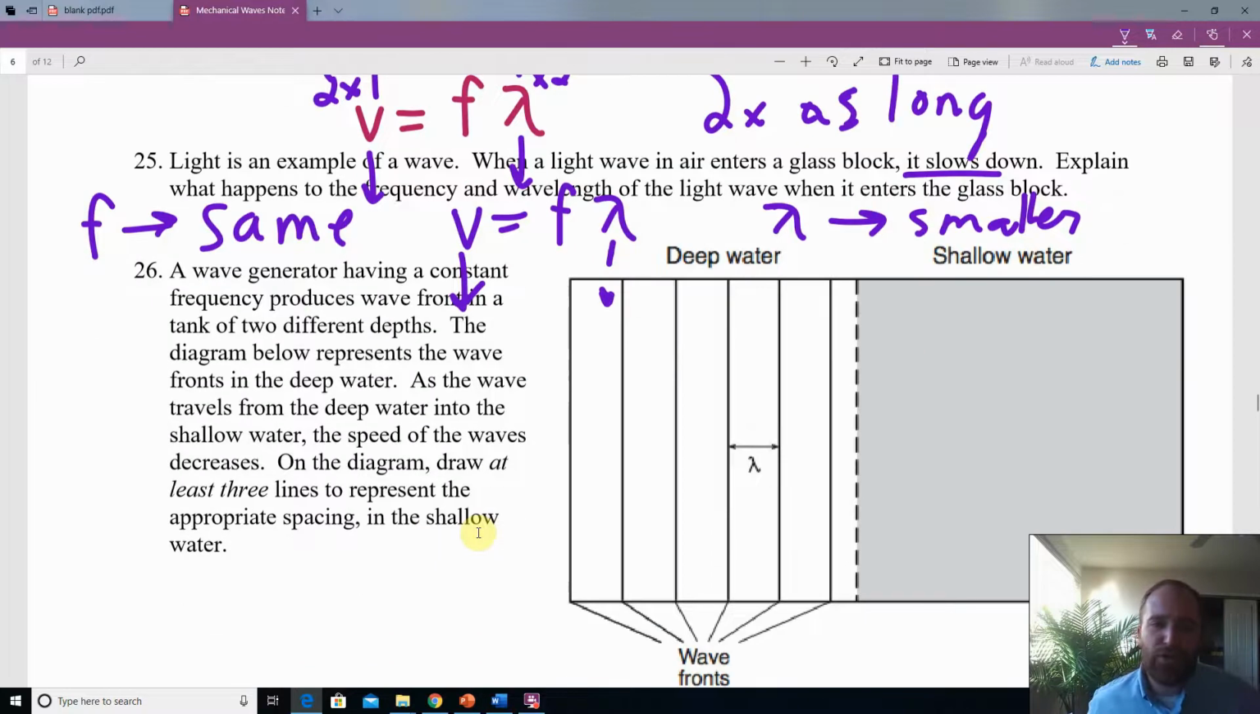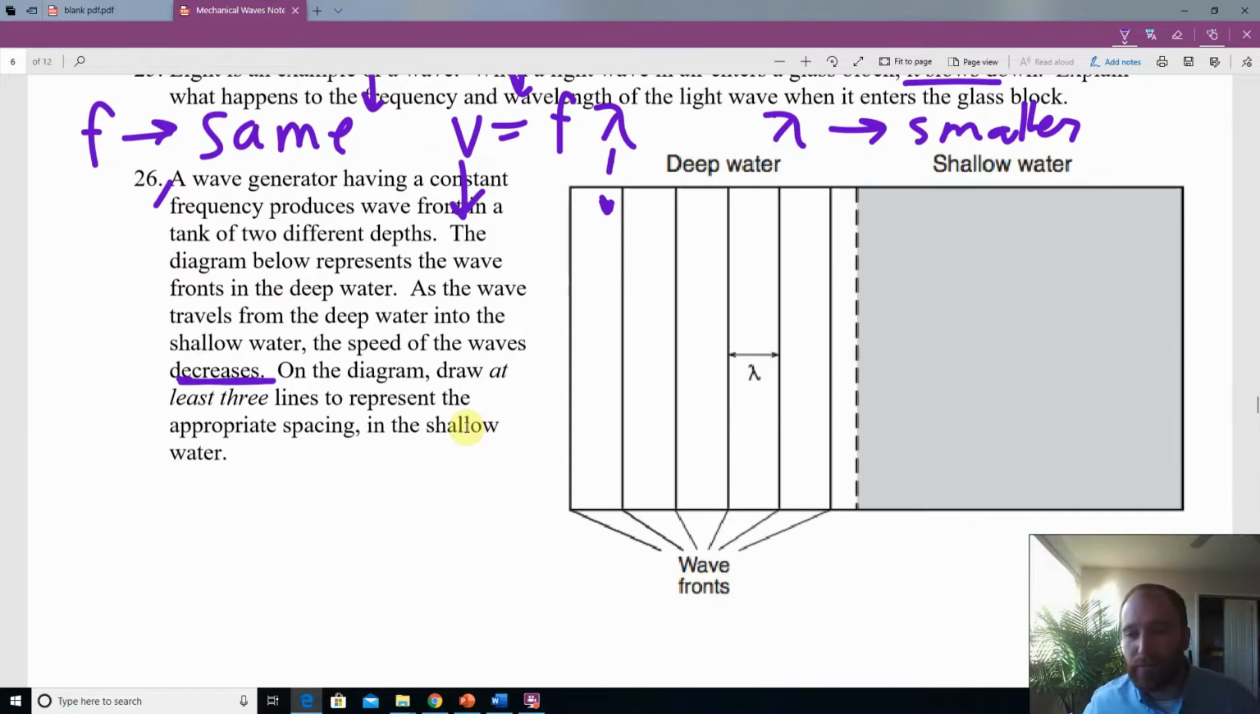How can I make that question weird for you? Like, what's a confusing way I could ask it if I were trying to prepare you for a test or a Regents that no longer exists? Then 26 is a good example of that. A wave generator, having a constant frequency, produces wave fronts in a tank of 2 different depths. The diagram represents the wave fronts in deep water. As the wave travels from deep water into the shallow water, the speed of the waves decreases. Turns out waves travel slower in shallow water. In the diagram, show 3 lines representing appropriate spacing in the shallow water.